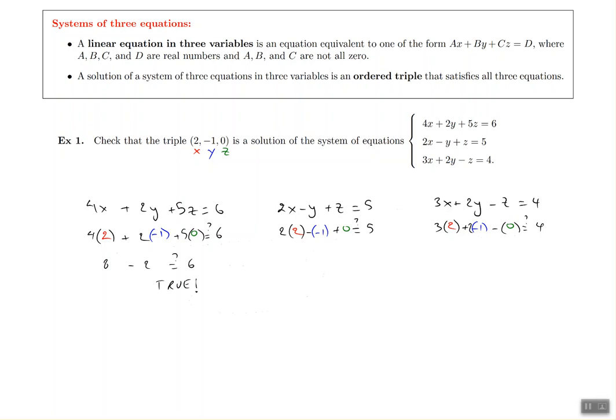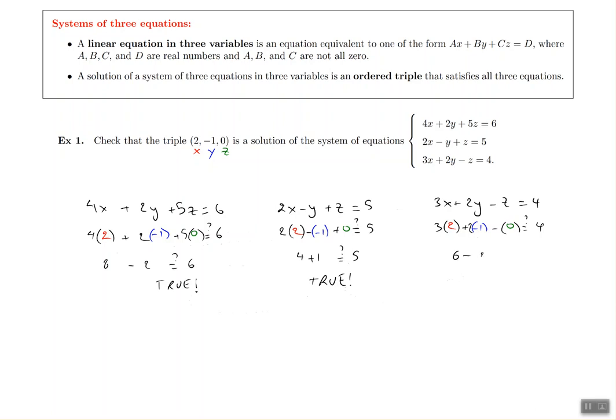The second equation, though, we end up with 2 times 2, which is 4, and then plus 1. And again, is that really equal to 5? The answer again is true. So far, it seems like good news. If the third one works, then we'll be basically finished. The triplet that we have will work.